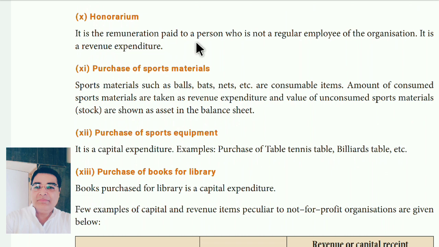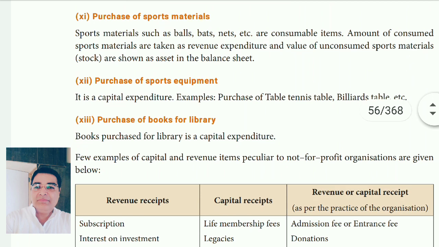honorarium. It is the remuneration paid to a person. Honorarium means remuneration. What do you mean by remuneration? Remuneration means salary. The salary paid to a person who is not a regular employee of the organization. It is a revenue expenditure. So, honorarium is an expense.